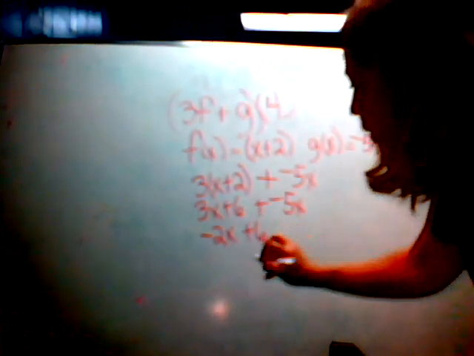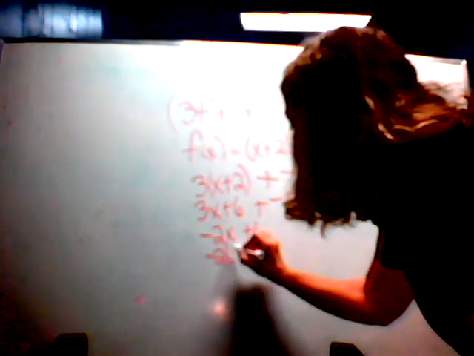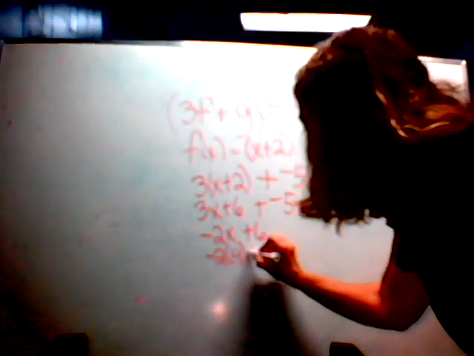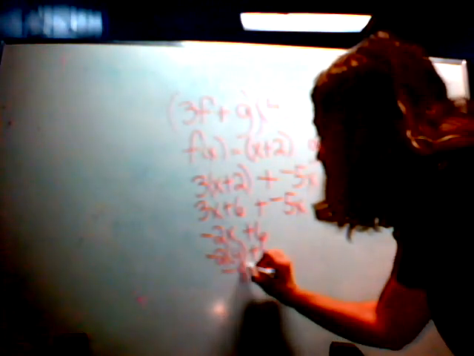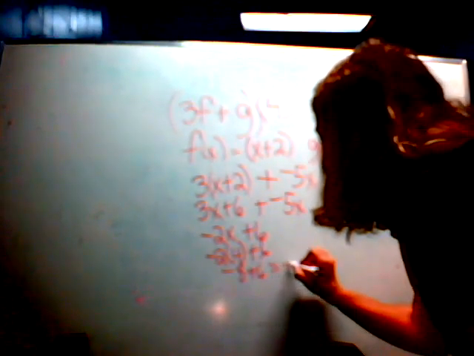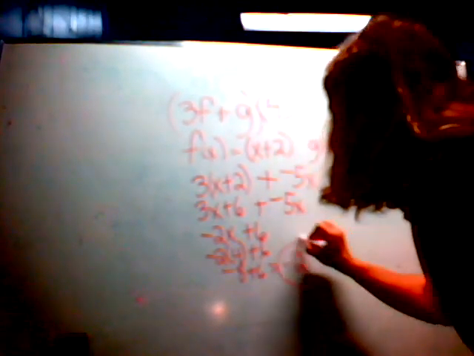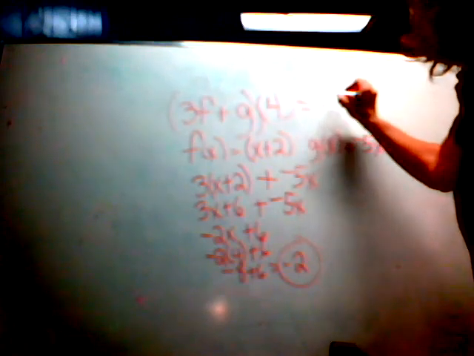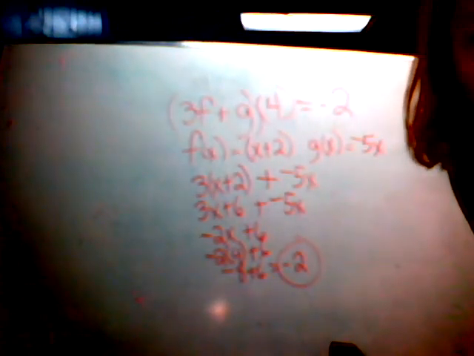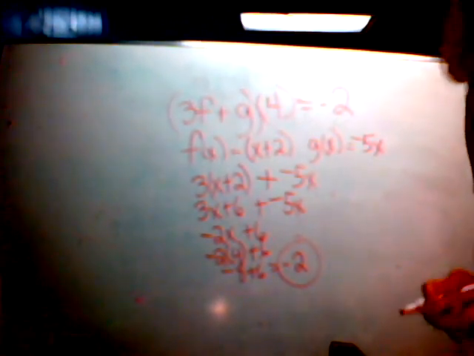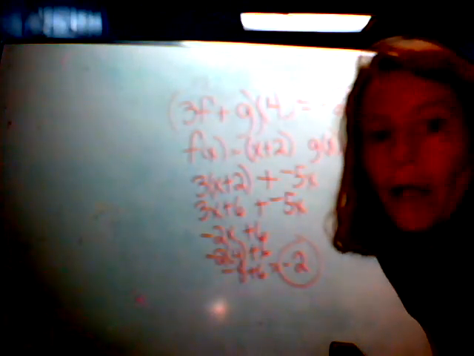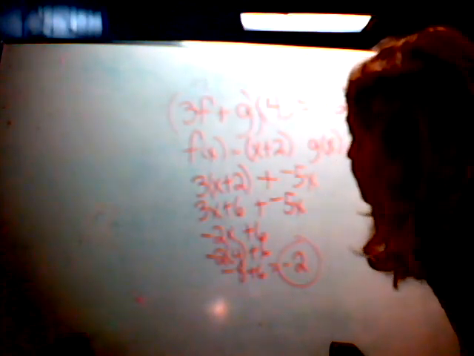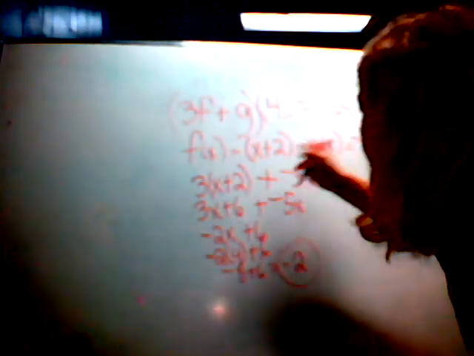So I'm going to just plug in a 4. Negative 2 times 4 plus 6. So negative 8 plus 6 is negative 2. So that means this evaluates out to negative 2. And I'm done.